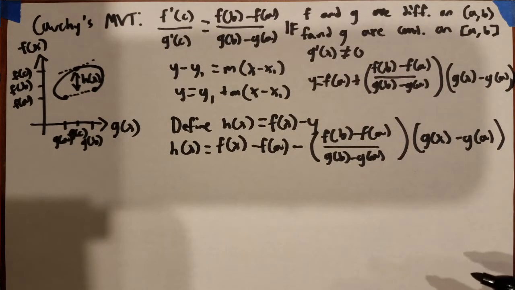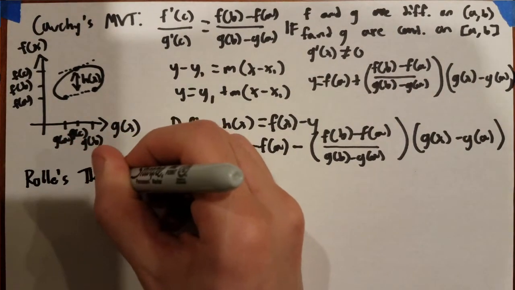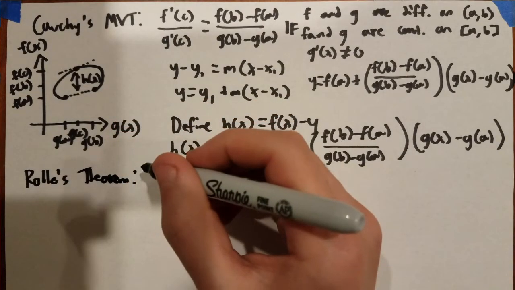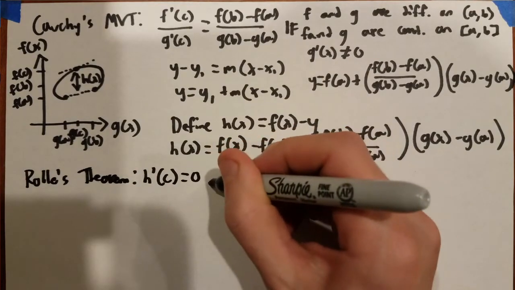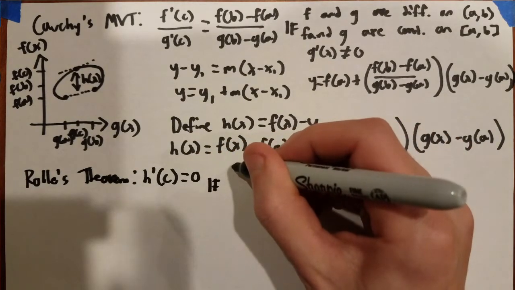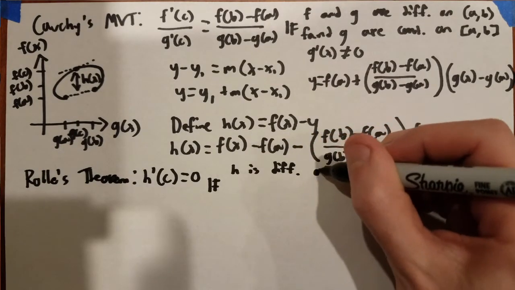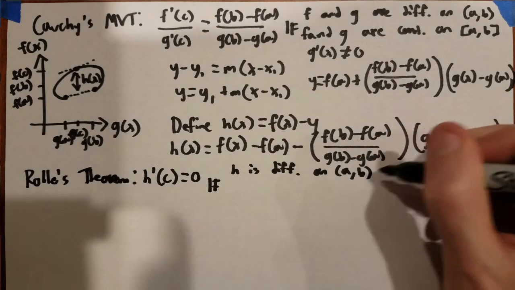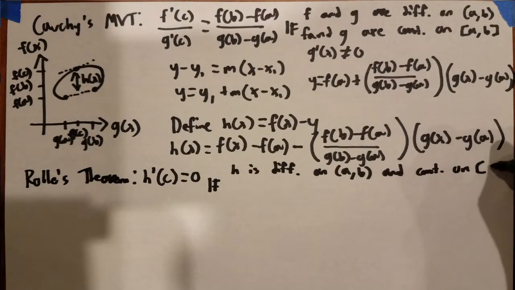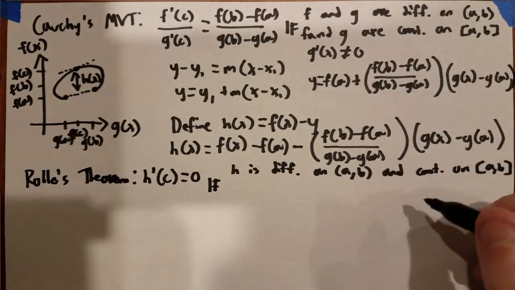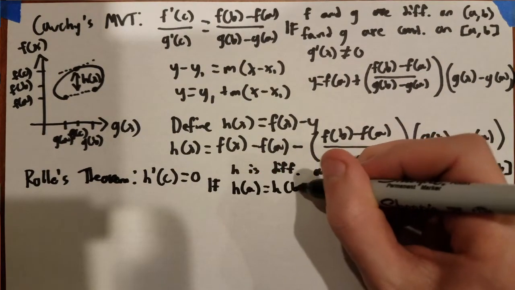What we're going to need to use is Rolle's theorem. What Rolle's theorem says is that there exists a point c such that h prime of c equals 0 if h, the function h, is differentiable on the open interval (a, b) and continuous on the closed interval [a, b], and then both endpoints, h of a and h of b, also have to be equal to 0.